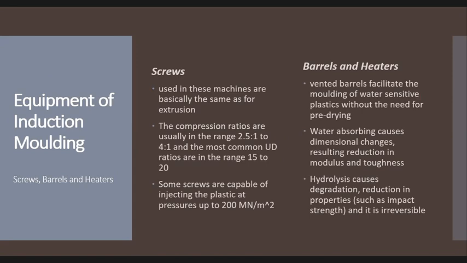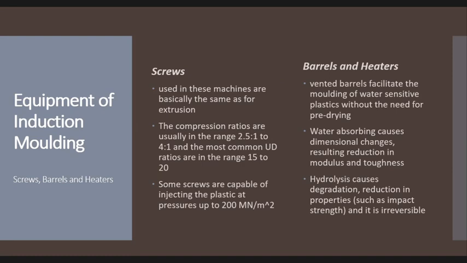So for the equipment of injection molding, first we have the screws. These are basically used in these machines, and are basically the same as in the extrusion procedure. The compression ratios are usually in the range of 2.5:1 to 4.4:1, and some screws are capable of injecting the plastics at a pressure of about 200 meganewtons per square meter.